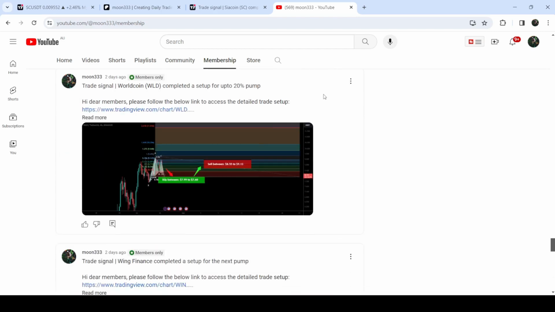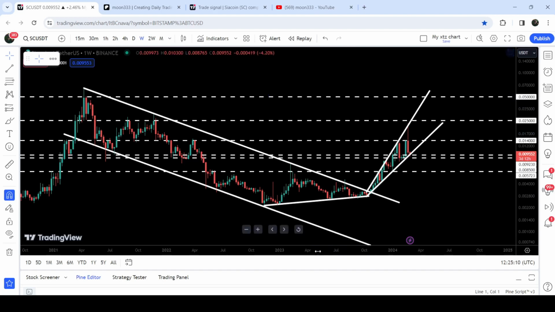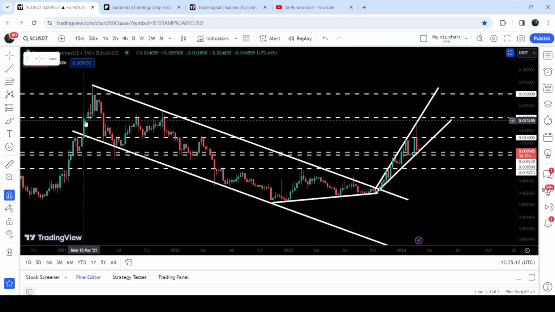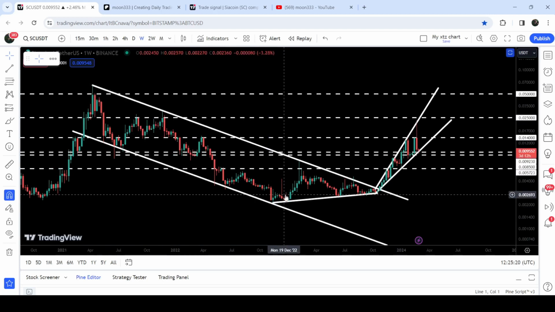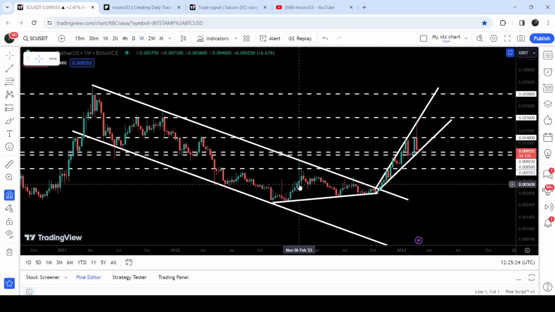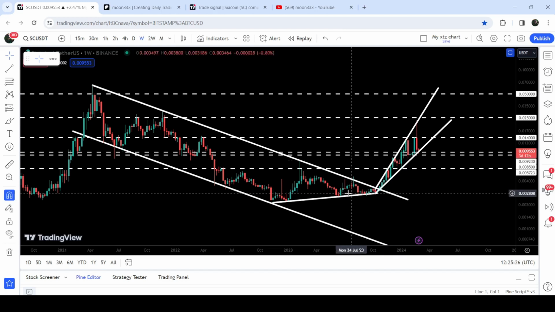Now let me take you to the live chart of Siacoin, and this is the weekly time frame chart. Previously you can see that since after the month of March 2021, it was moving inside this quite long-term down channel. And when it was moving inside this channel, in those days, I've been telling you that once it will be able to break out this long-term channel, then we can expect a very, very massive rally to the upside, a long-term rally.